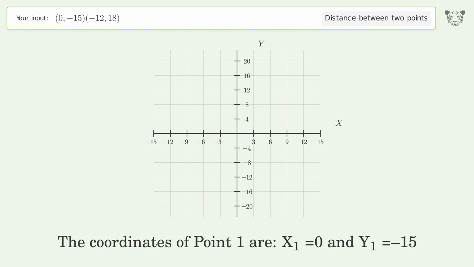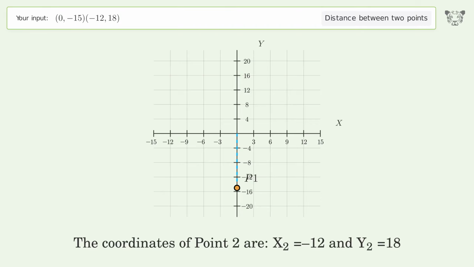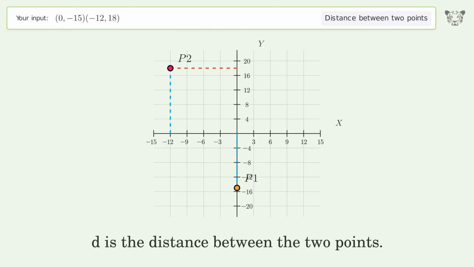The coordinates of point 1 are x1 equals 0 and y1 equals negative 15. The coordinates of point 2 are x2 equals negative 12 and y2 equals 18. D is the distance between the 2 points.